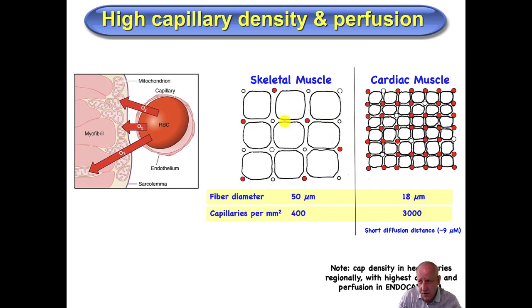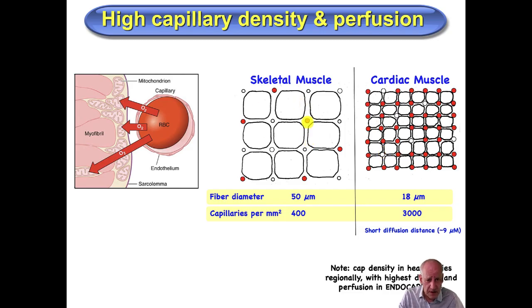Capillary density in the heart is very high. It's tenfold greater than in skeletal muscle, especially in the endocardium. In both types of muscle, each fiber is on average adjacent to 4 capillaries. But the cardiac myocytes are so much more slender that the capillary density is almost tenfold higher. So this allows for very short diffusion distances between the incoming blood and the hungry myocytes.